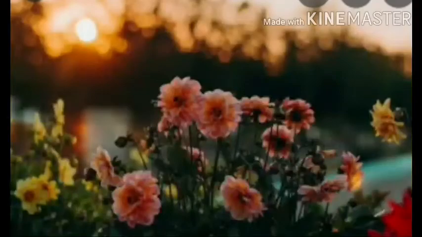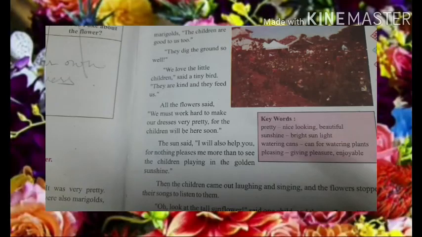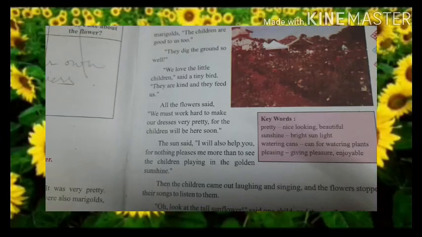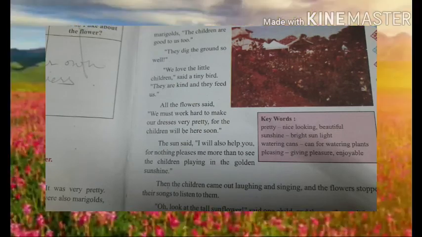Now we are in page number 3. Marigold also appreciates, yeah, the children are taking good care of us. They dig the ground so well. We love the little children, said the tiny bird. Now bird is also saying, yeah, I also love the little children. They are kind and they feed us, because the children in the garden are taking care of the birds also.